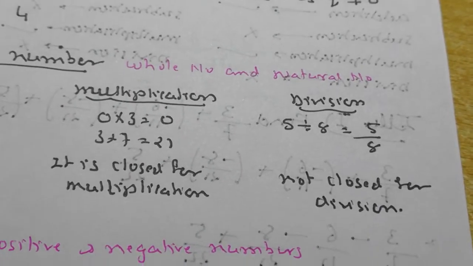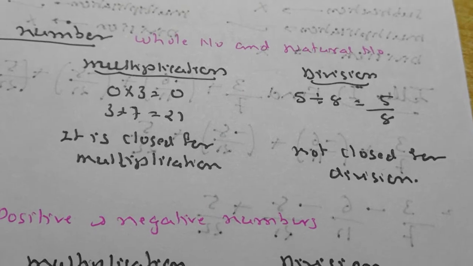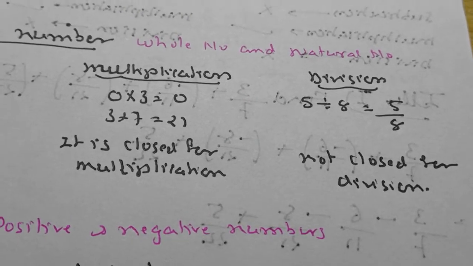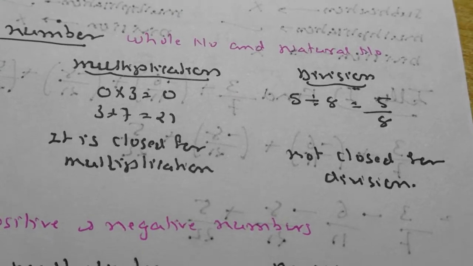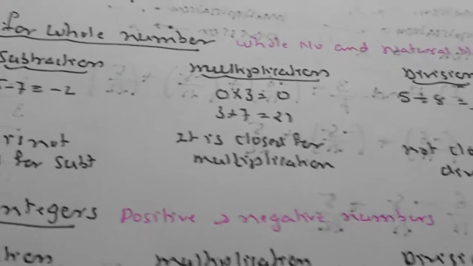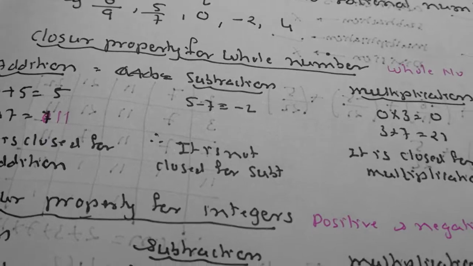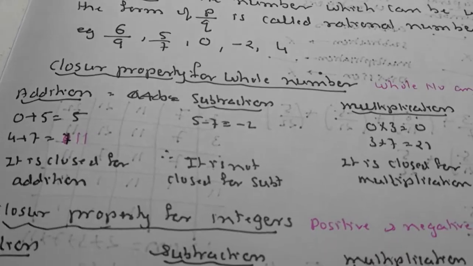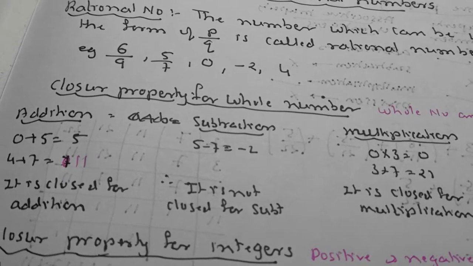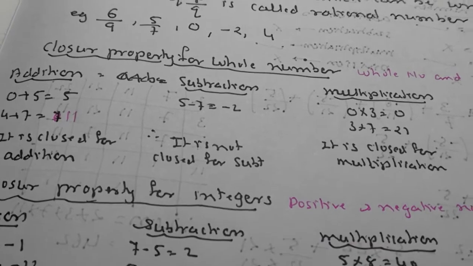Division, 5 upon 8. 5 upon 8 is a rational number, or it is a fraction. It is not a whole number. So it is not good for division. So in short we can say closure property is good for addition and multiplication. It is not possible for subtraction and division.